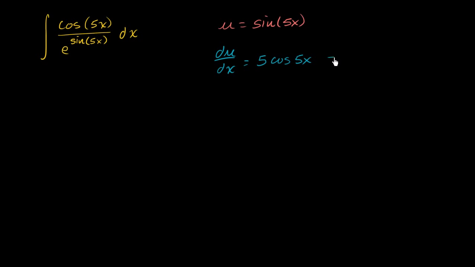If we want to write this in differential form, which is useful when we do our u substitution, we could say that du is equal to 5 cosine 5x dx. Now, when we look over here, we don't have quite du there. We have just cosine of 5x dx. So when you look over here, you have a cosine of 5x dx, but we don't have a 5 cosine of 5x dx. But we know how to solve that.